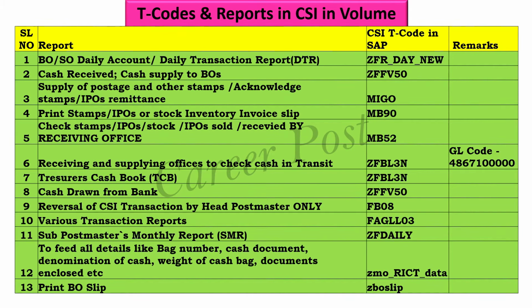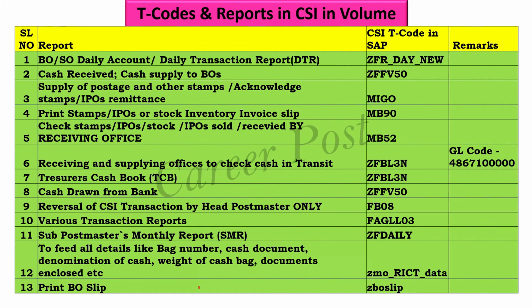Now the BO daily accounts or SO daily accounts or for that matter daily transaction reports, that is DTR, it is ZFR underscore day underscore new. This is the T code used for generation of the daily transaction report. And for cash received and cash supplied to the branch post offices, to raise requests you will use ZFF V50. That is the T code. And you may have to remember these because they may ask these T codes also.